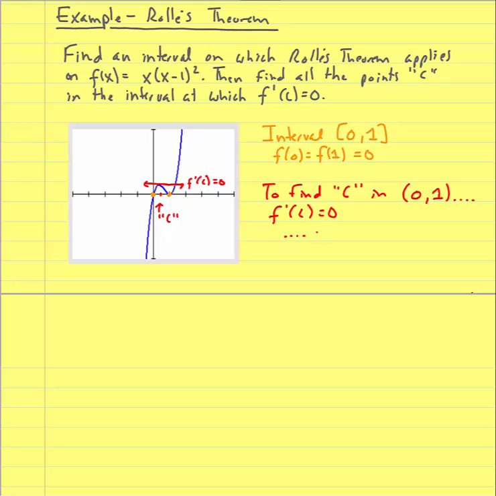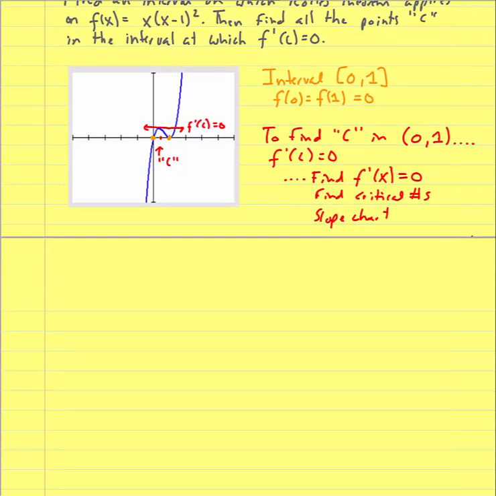So I need to take a derivative and set it equal to 0, find critical numbers, check them in a slope chart, or use that first derivative test. So that's kind of the process that we're going to go through here. Okay, so let's go ahead and look at that.